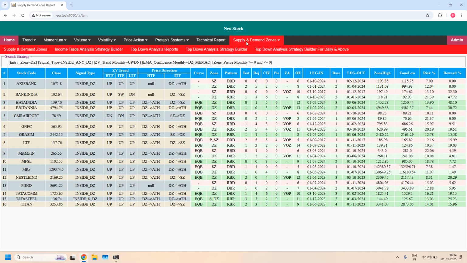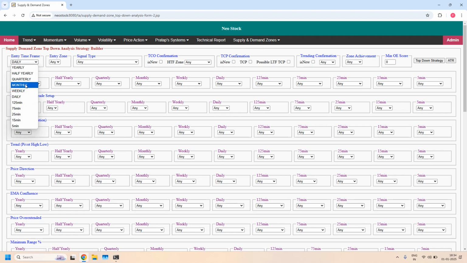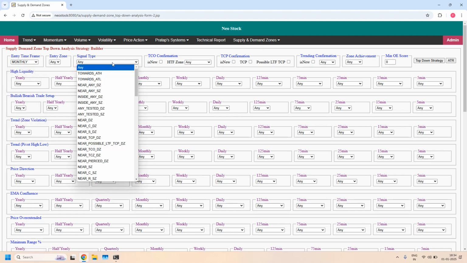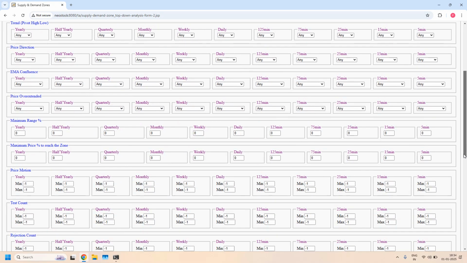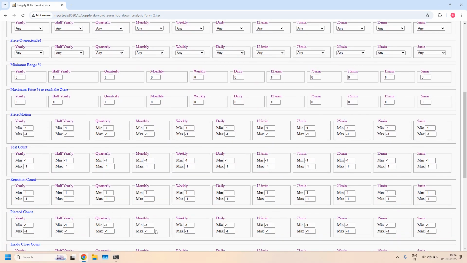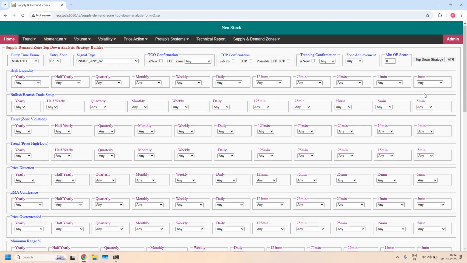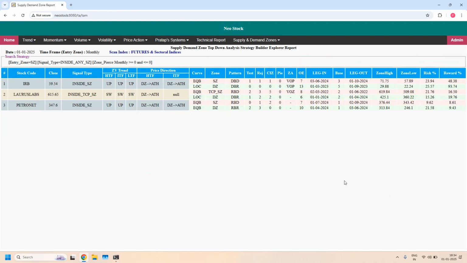Okay, next, monthly time frame. Price closed inside the monthly supply zone. These monthly supply zones should not be pierced. So at pierce count, monthly time frame, I am setting minimum value 0, maximum value 0. Let's filter. We got only 3 stocks. Currently price closed in these 3 monthly supply zones.